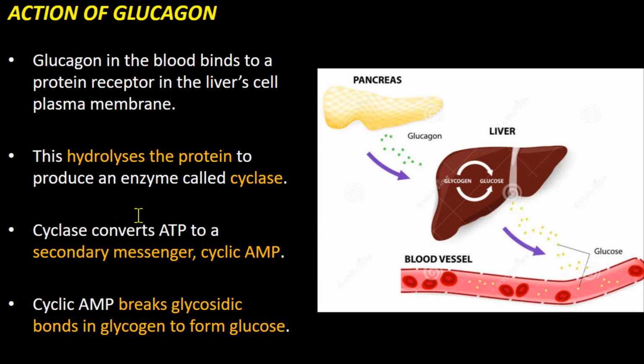Cyclase converts ATP to a secondary messenger called cyclic AMP. So this secondary messenger, cyclic AMP, is going to break sugar-specific glycosidic bonds in the glycogen to form glucose monomers. Remember, glycogen is a polymer, a very highly branched polymer that is made up of many different glucose subunits.